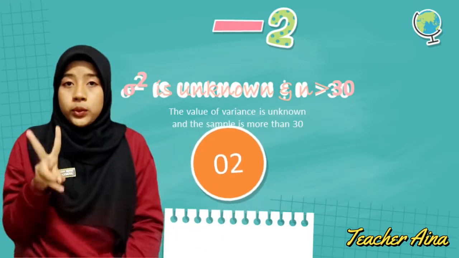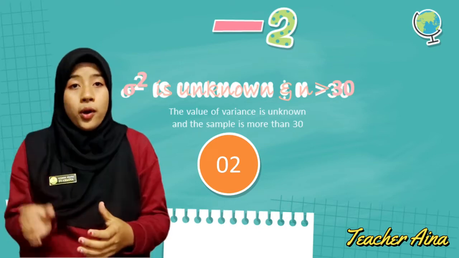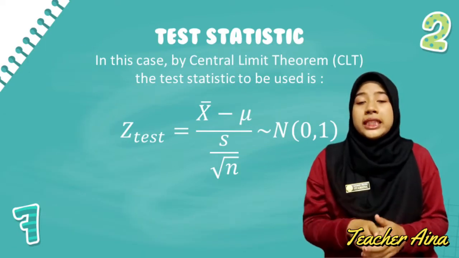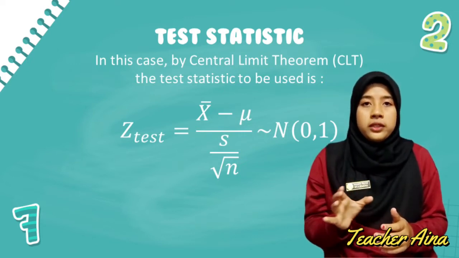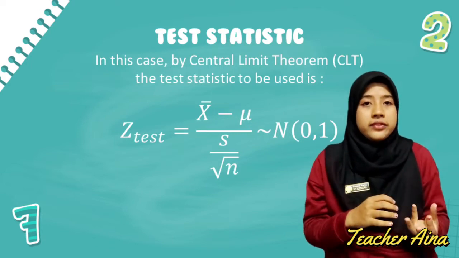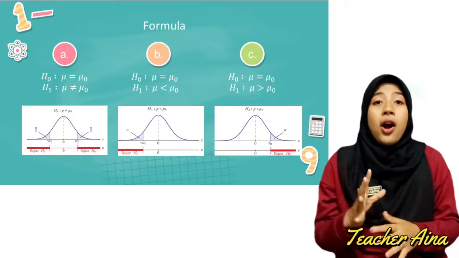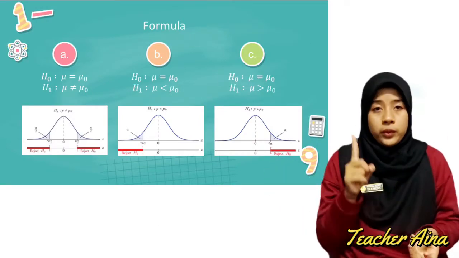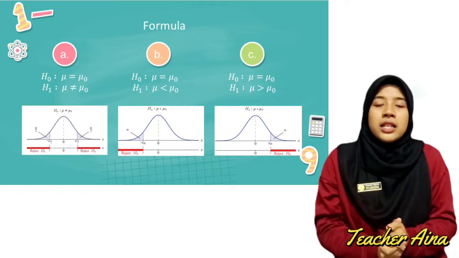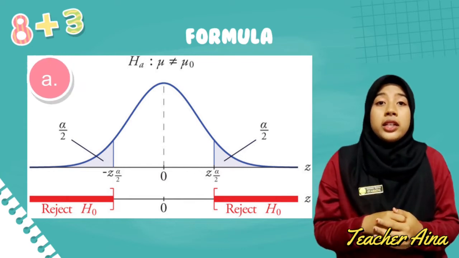We move on to case 2, which is where the variance is unknown and the sample size n is more than 30. In this case, the test statistic to be used is also the z-test, and the formula is the sample mean minus the mean, over the sample standard deviation divided by the square root of n. As you can see, these formulas are the same as in case 1 because they still use the z-test statistic.